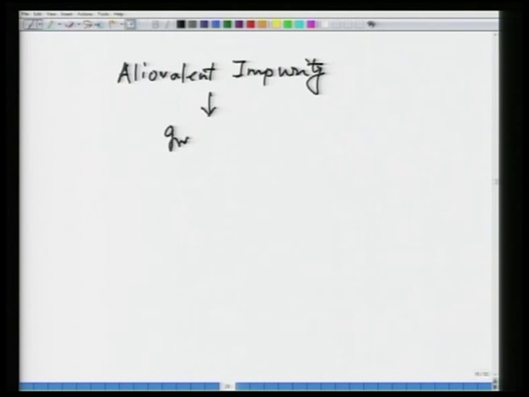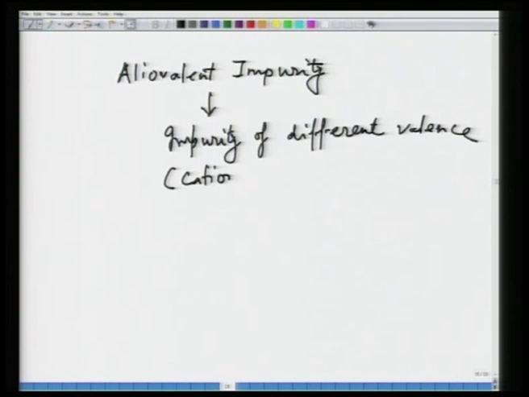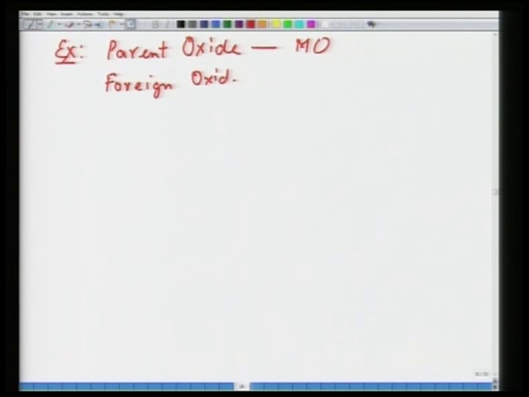aliovalent impurity, what it means is an impurity of different valence, by which you basically mean the cation, because if you consider the impurity as an oxide, oxygen has the same valence as oxygen, so there is no problem there. But the cation has a profound effect on the type of defects that you will create. So let us take the case of dissolution. Suppose here we take an example. The host, the parent oxide, is MO and the foreign oxide is, let us say in this case, A2O3. So what are the scenarios which are possible?